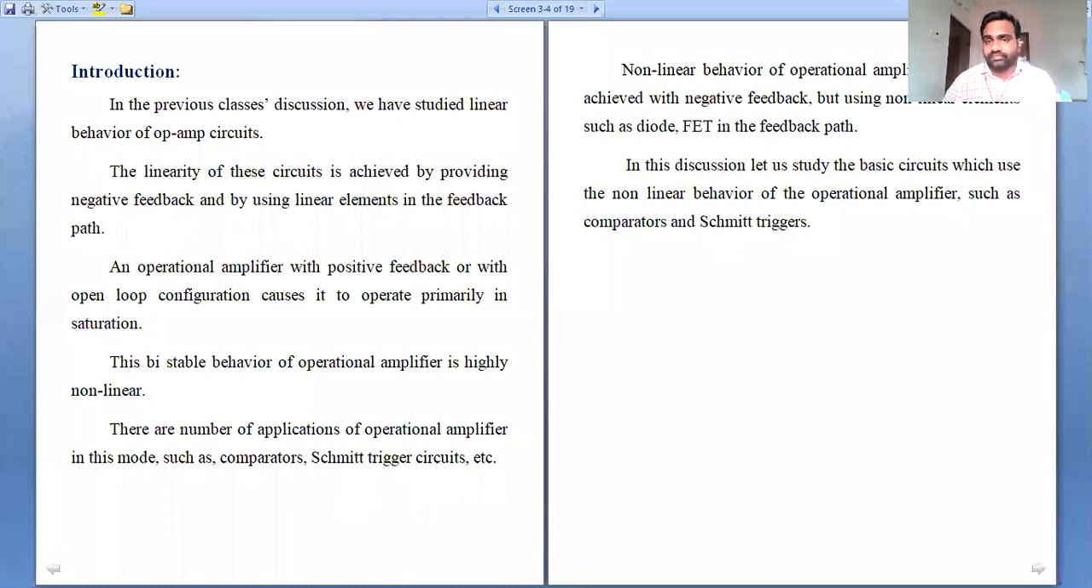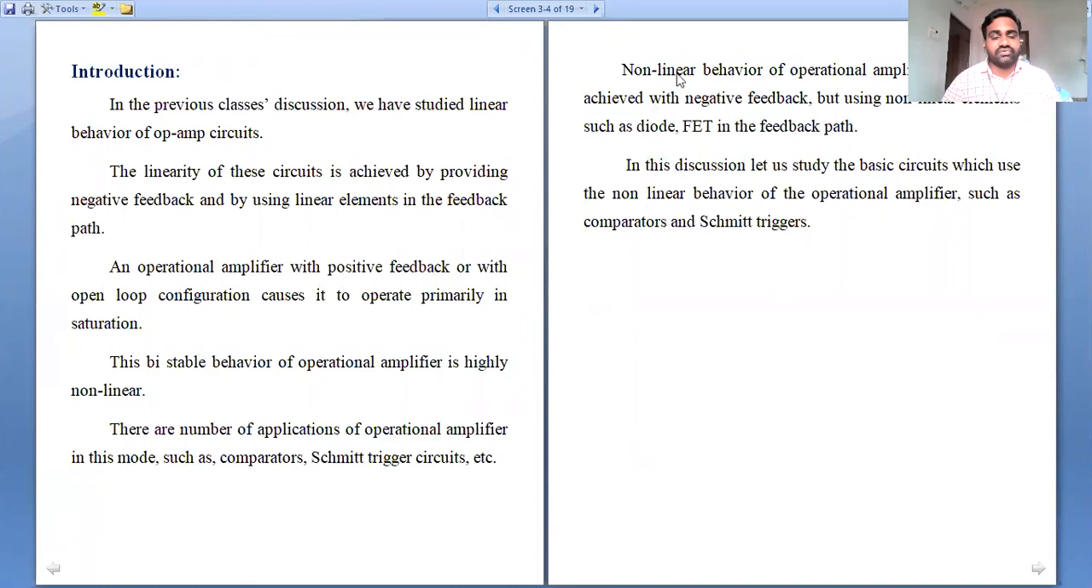So the behavior of nonlinear applications can also be achieved with the help of negative feedback. That means we are saying that there is an existence of positive feedback where the gain is very, very high. In most conditions, the gain is infinite. That is represented as the saturation value.